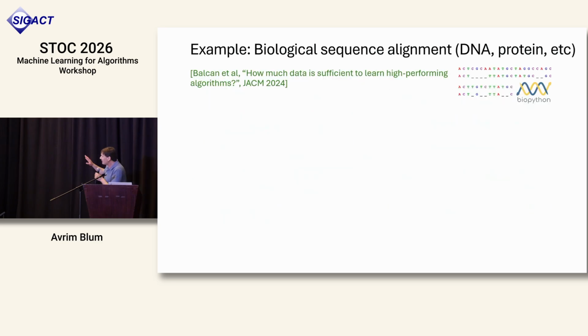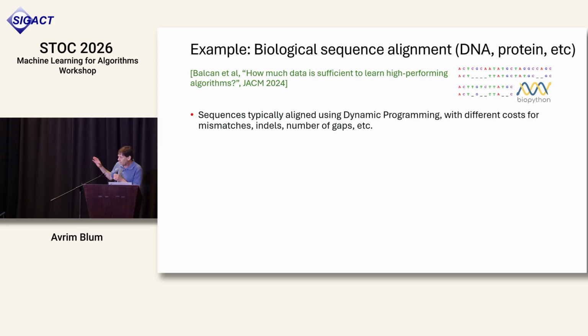Just to give one example, not one that I'll talk about later, but to clarify the algorithmic challenge: let's think about biological sequence alignment, say DNA or protein sequences. This comes from a paper of Nina and others from 2024. So think about this problem.